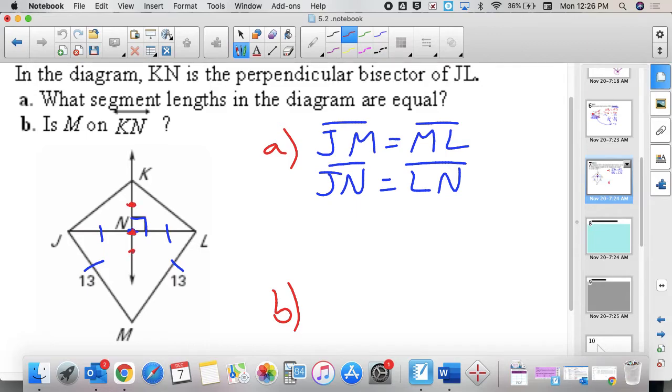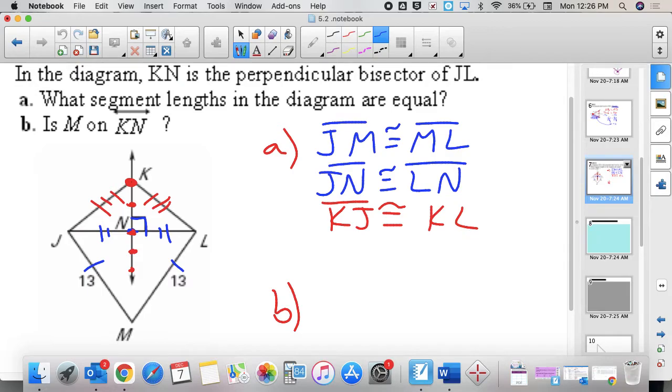And then finally, using my theorem, any point on that perpendicular bisector, so any point on here, such as K, has to be equidistant to the endpoints. So K to J and K to L will have to be equal also. So there are my equal segments.